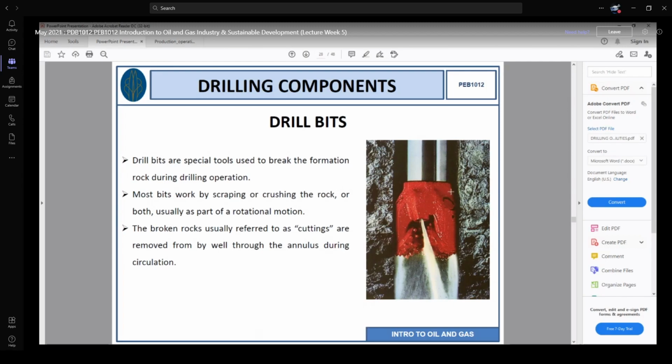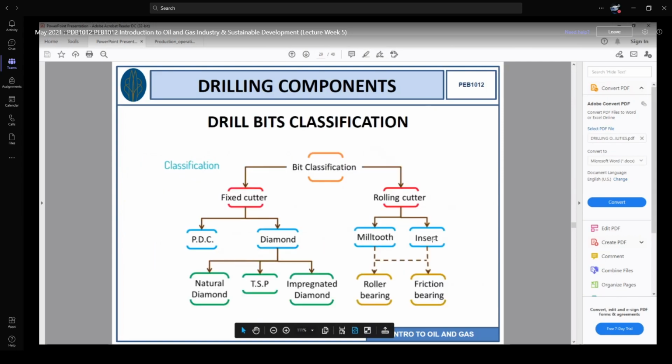So this bit has to be managed very well as well, right? To get a good ROP. So this bit is actually responsible for the crushing of the rock, right? For faster drilling, we have to crush the rock faster and get the cuttings back to the surface.